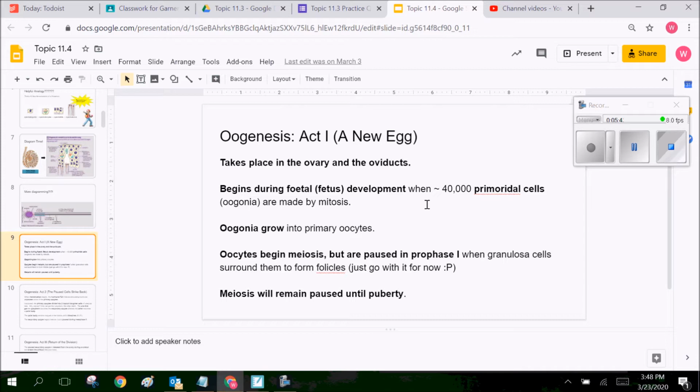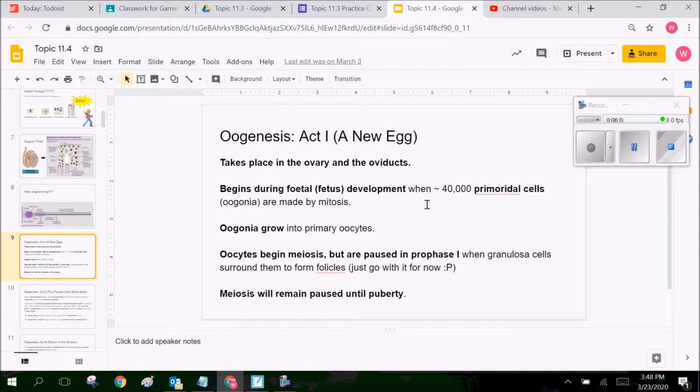Oogenesis is going to take place in the ovary and the oviducts. We'll talk about different names for those in a minute. But it's actually going to happen before you even turn into an embryo and a child, so it happens in fetal development. 40,000 of these primordial cells called oogonia are going to be created by mitosis. That's our primary mitotic division that happened in sperm in the basal membrane, but here with these primordial cells.